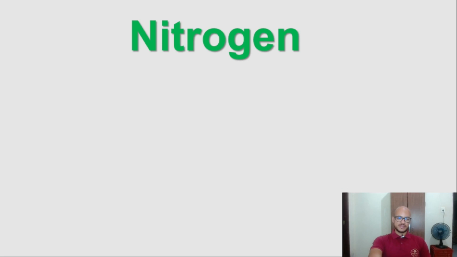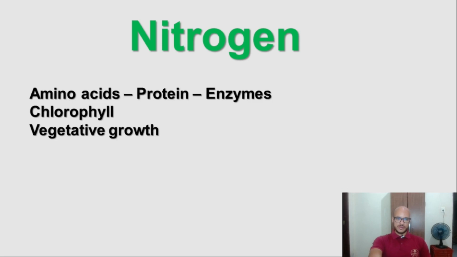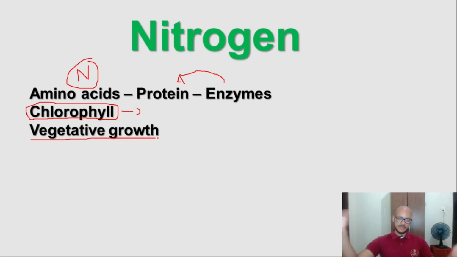Okay, so nitrogen, it's really important because of amino acids. So amino acids usually have nitrogen. Proteins are made of amino acids, and enzymes, because enzymes are proteins. Okay, it's really important to chlorophyll. So chlorophyll is related to photosynthesis and the vegetative growth, okay, like leaves and branches, this kind of thing.